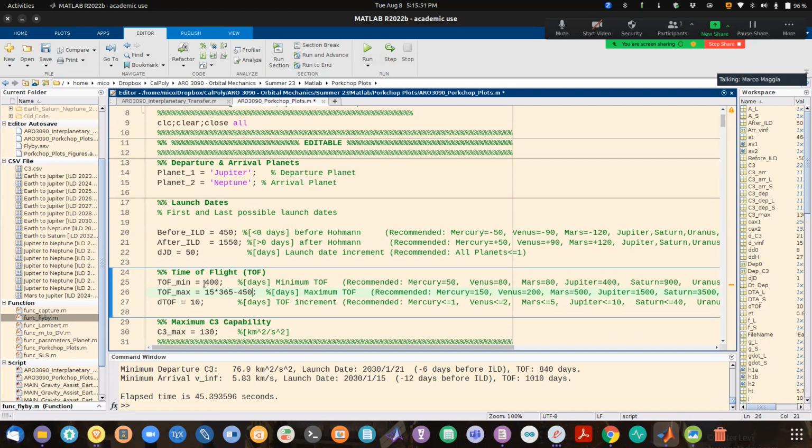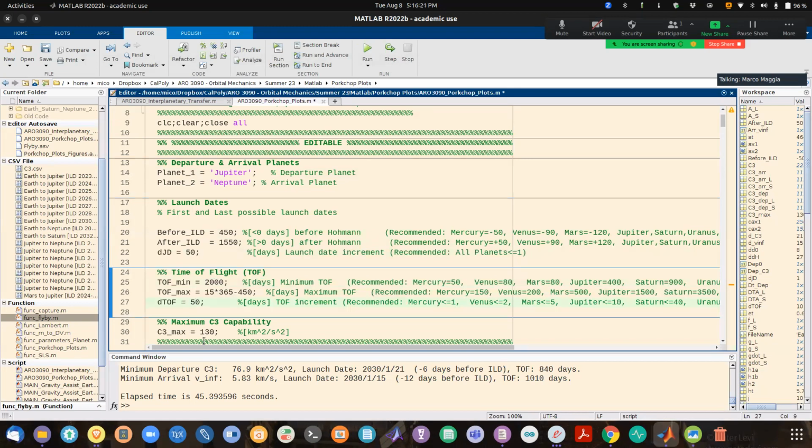And what about the minimum time of flight between Jupiter and Neptune? Well, you can try different values here. I'll just go with 2000. So 2000 days is approximately 6 years, which is pretty fast, but it's not going to take you less than that. So you can keep this, and we'll have an increment of 50 days here as well.